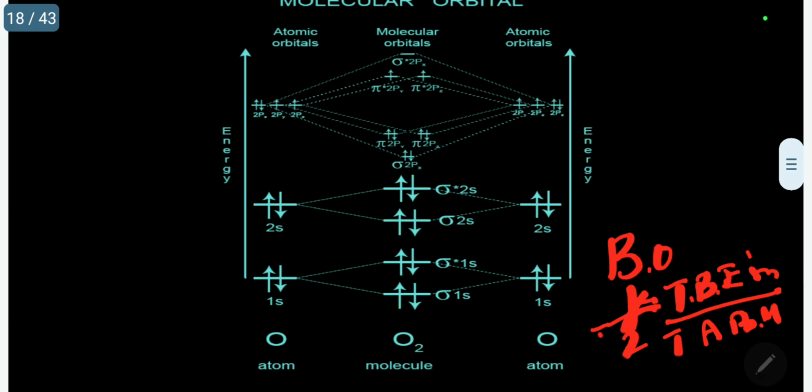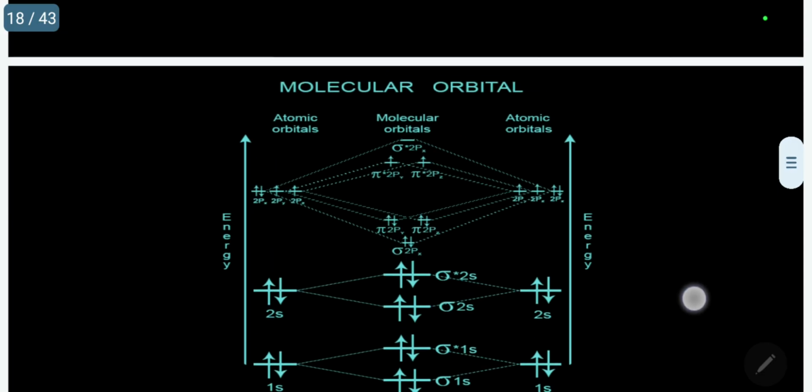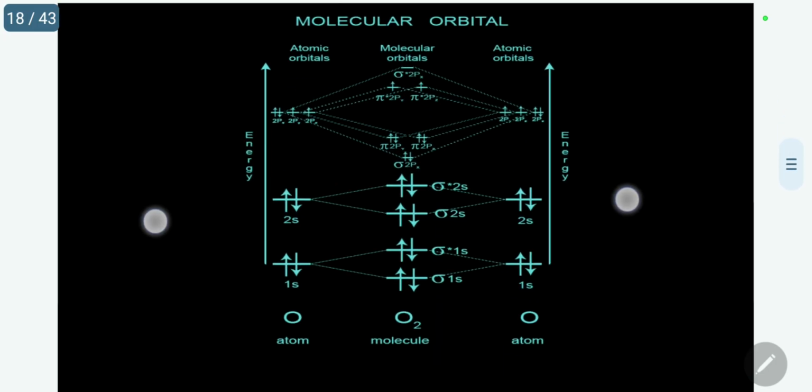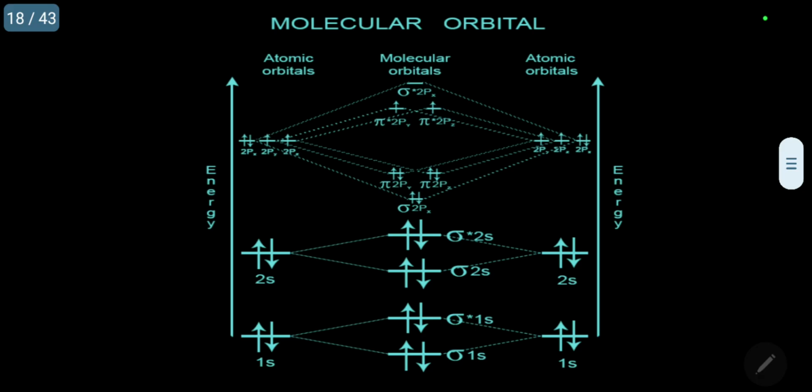Kindly follow. Oxygen atoms combine to form the O2 molecule. The 1s2 is completely filled in each atom, so one is bonding and the other antibonding, and they are balanced. Similarly for 2s, 2 electrons and 2 electrons, bonding and antibonding, balanced. So to give the answer, we will take care of only the p orbitals. Only the p orbital we should concentrate on.